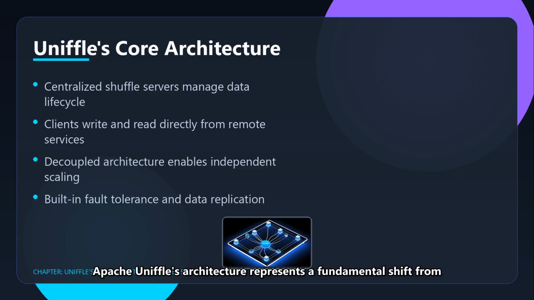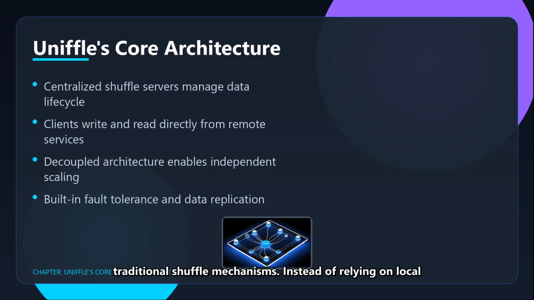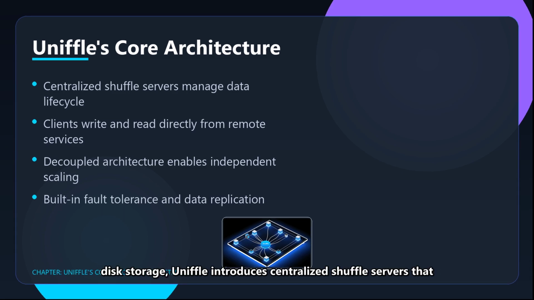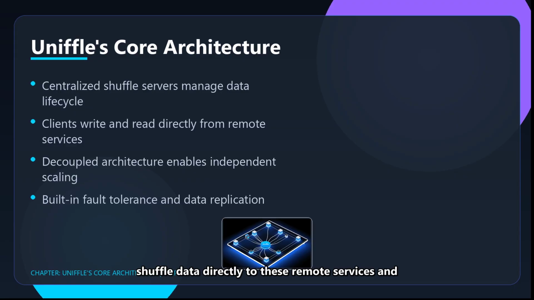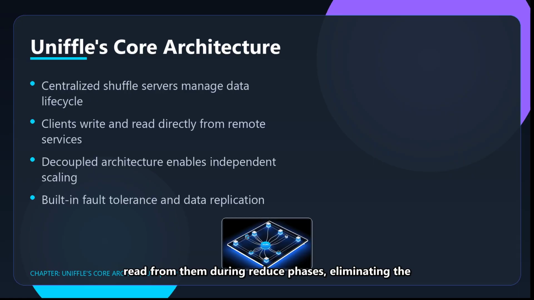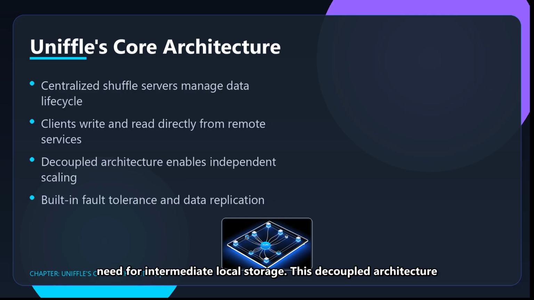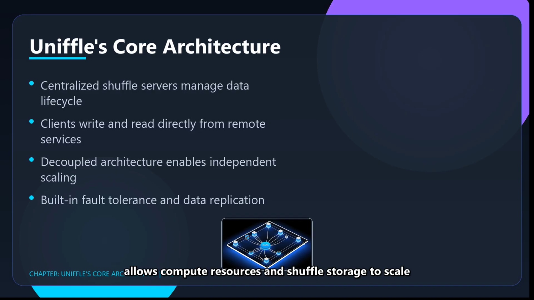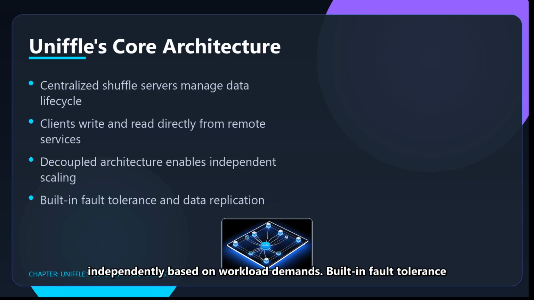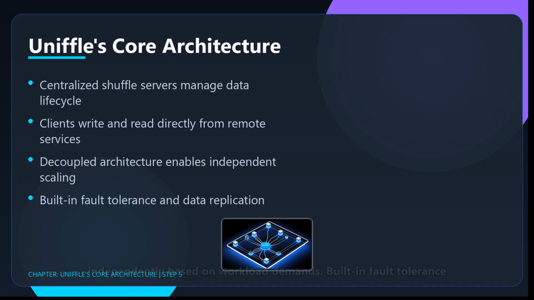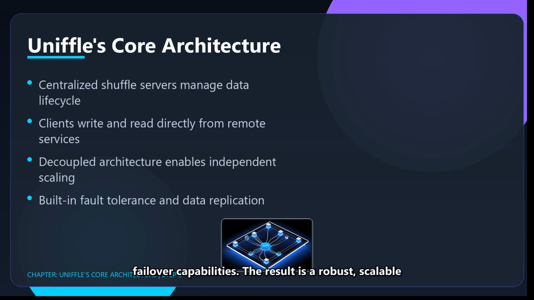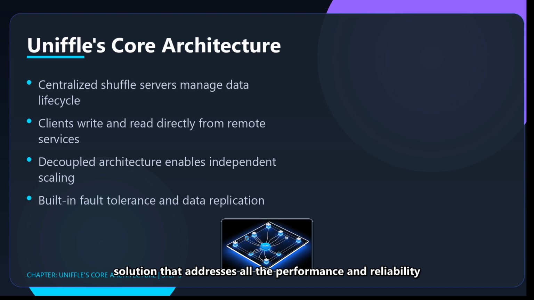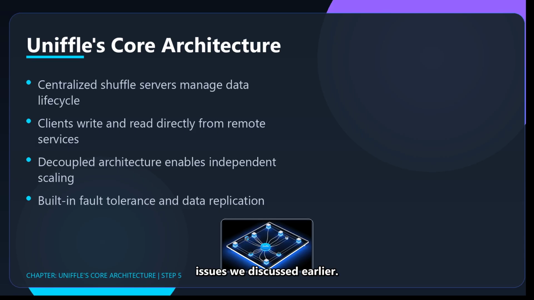Apache Uniffle's architecture represents a fundamental shift from traditional shuffle mechanisms. Instead of relying on local disk storage, Uniffle introduces centralized shuffle servers that manage the entire data lifecycle. Client applications write shuffle data directly to these remote services and read from them during reduce phases, eliminating the need for intermediate local storage. This decoupled architecture allows compute resources and shuffle storage to scale independently based on workload demands. Built-in fault tolerance mechanisms ensure data durability through replication and automatic failover capabilities. The result is a robust, scalable solution that addresses all the performance and reliability issues we discussed earlier.